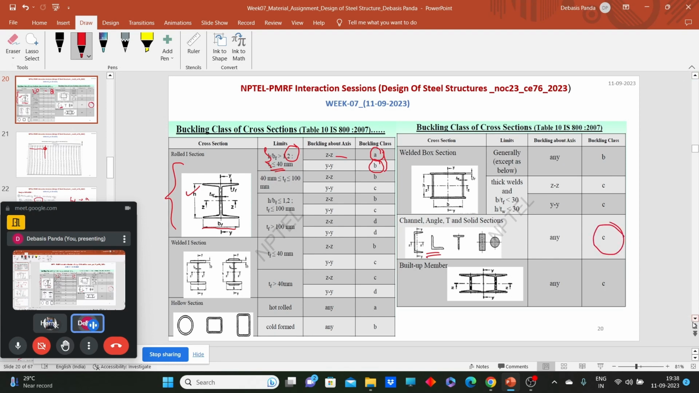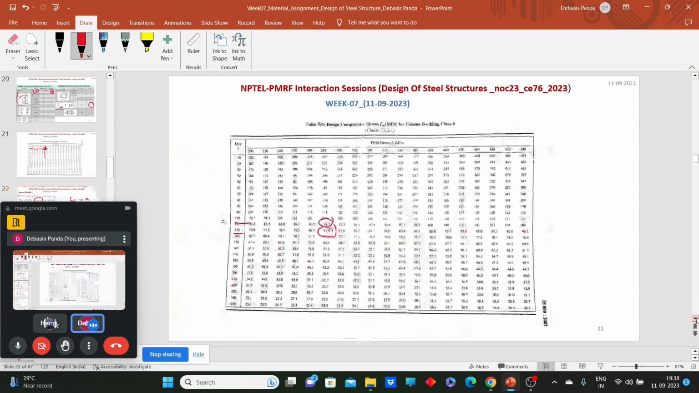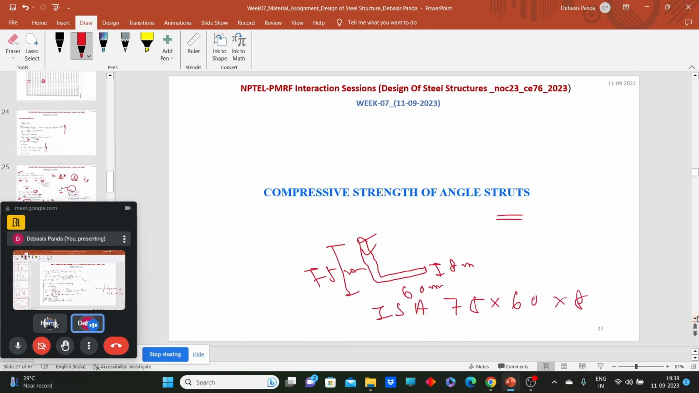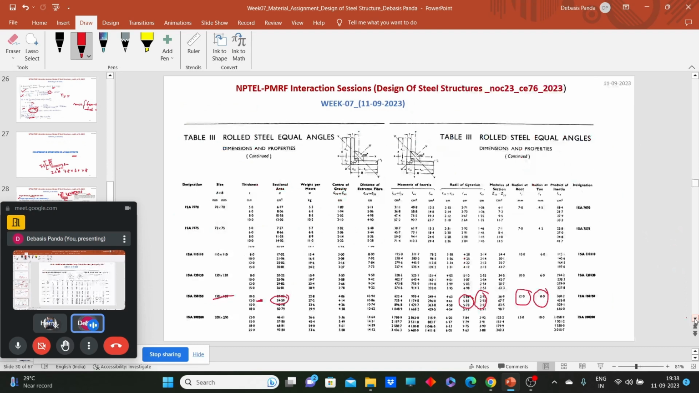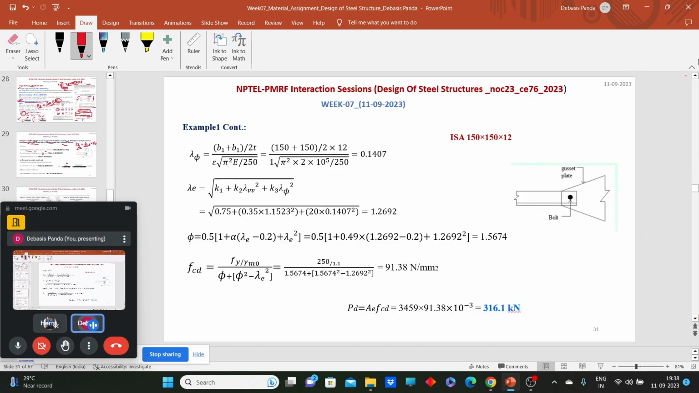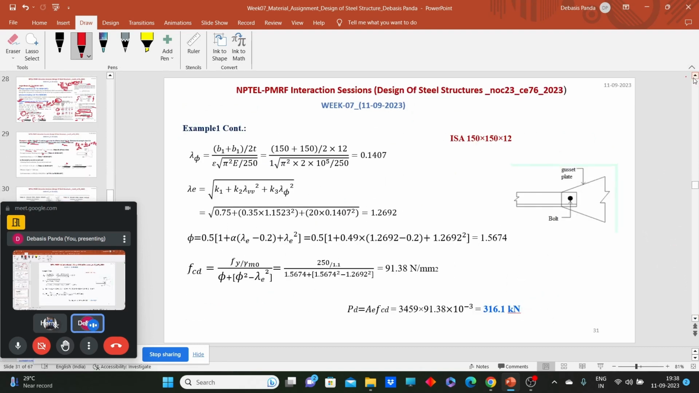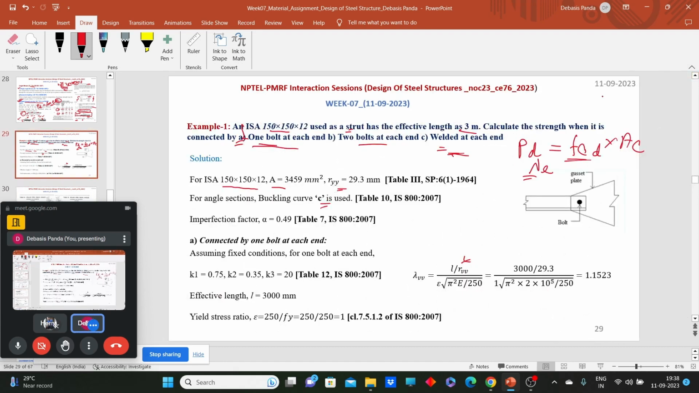So we have the buckling class and the radius of gyration value. Now we can proceed to calculating the lambda e value. First, we need to find the K1, K2, and K3 values. Here the fixity condition is not provided, so let's consider that it's a fixed condition. So for the fixed condition, what are the values of K1, K2, K3?